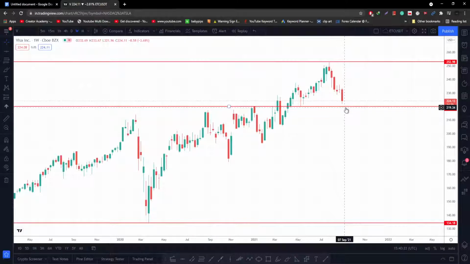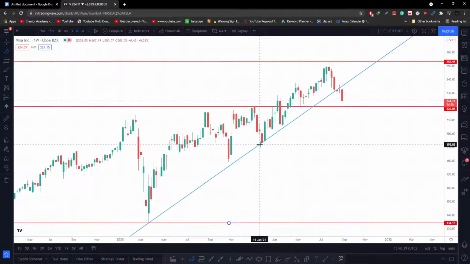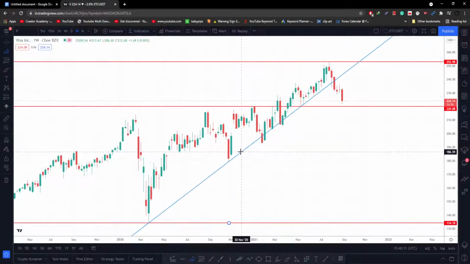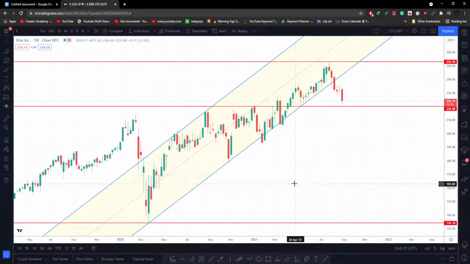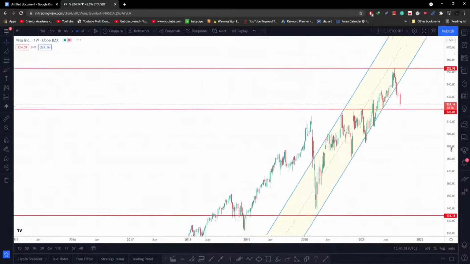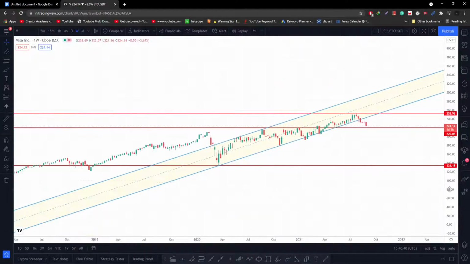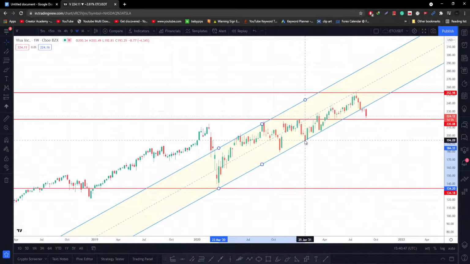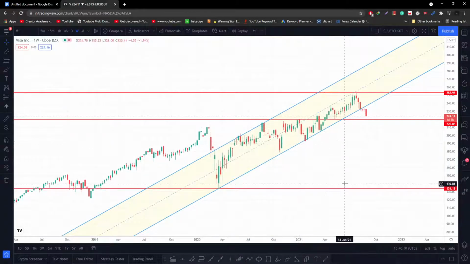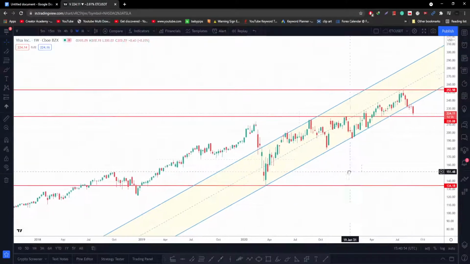All right, do you think that the bull run for Visa is over? I think the bull run for Visa is actually over. Do you think so? Yeah, my friend, I think that the bull run for Visa is over.